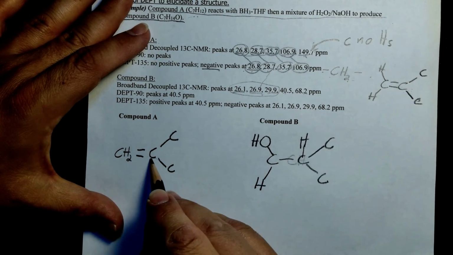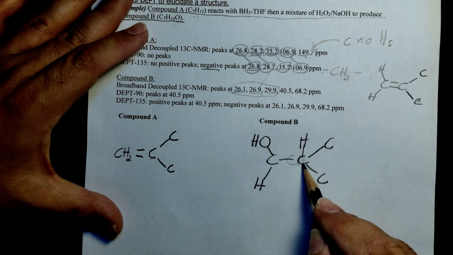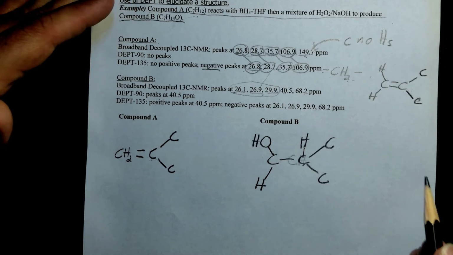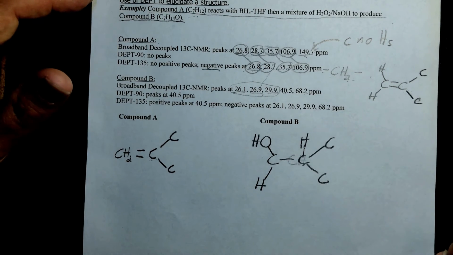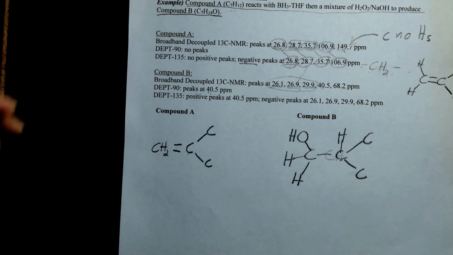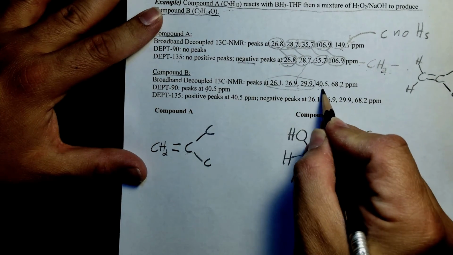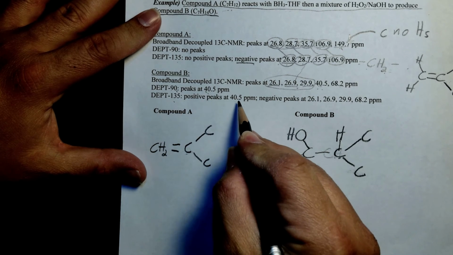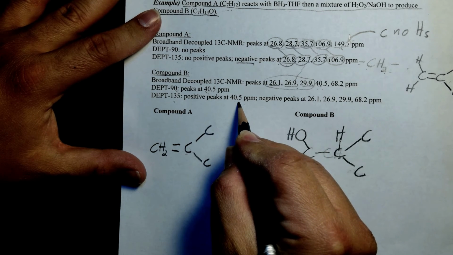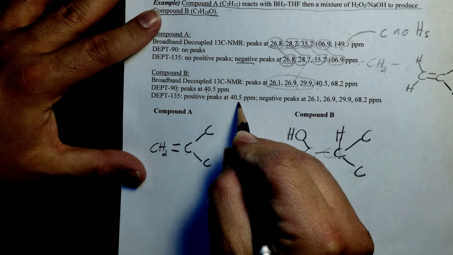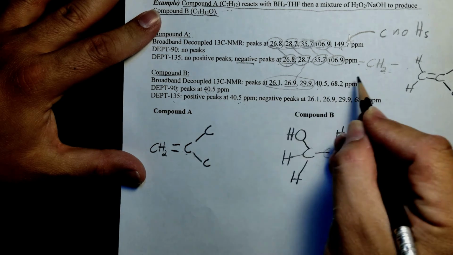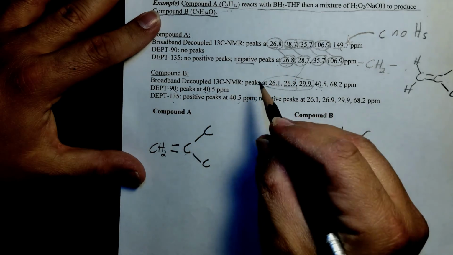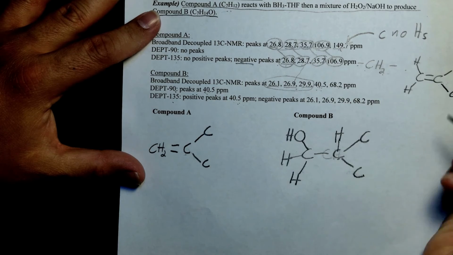Remember, this carbon used to have no H's. Now it has 1 H. And if it has 1 H on it, it should show up in the 90, the 135, and the regular broadband decoupled spectra. And what do you know? The peak at 40.5 shows up in the 90 and shows up in the 135 DEPT as a positive peak. When it shows up in the 90 and the 135 and the broadband decoupled, all positive, that is a CH. And that's what we got here.